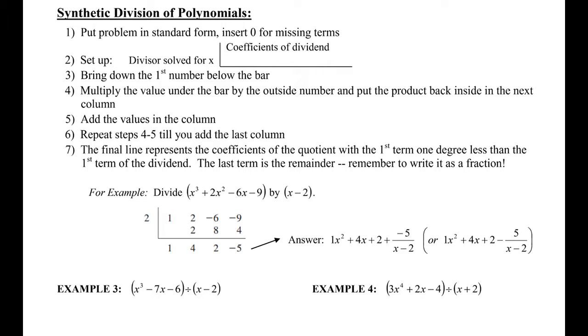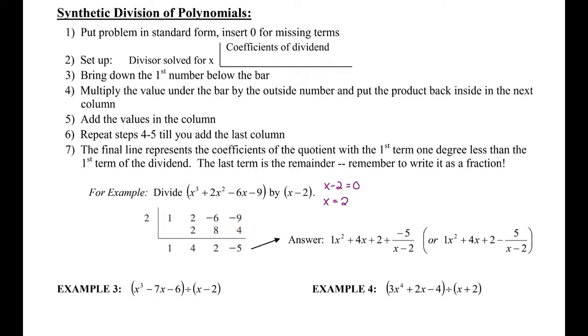You're going to set up your problem by putting the divisor out front after it's been solved for x. So for example, we would set x minus 2 equal to 0. And when we solve, we find x equals 2. This is the number that goes out front. You are then going to put all of the coefficients up top of the bar. So I have the 1 for the x cubed, 2 for the x squared, negative 6 for x, and negative 9 for my constants. You want to leave a space here at the bottom to add in some numbers.